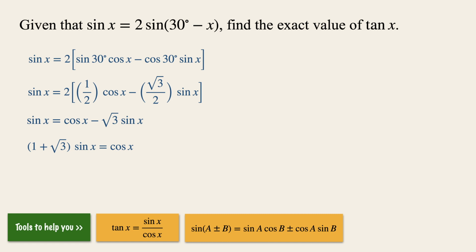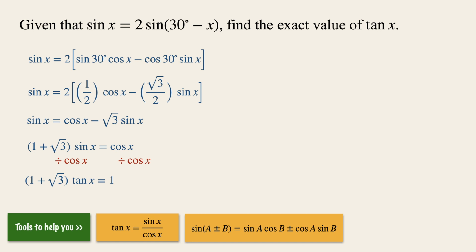What we are going to do right now is to convert all these sine x into a tangent x simply by dividing cosine x on both sides of the equation. Now doing so, we will then have 1 plus square root 3 tangent x now equals to 1, because cosine x divided by cosine x gives us a value of 1.